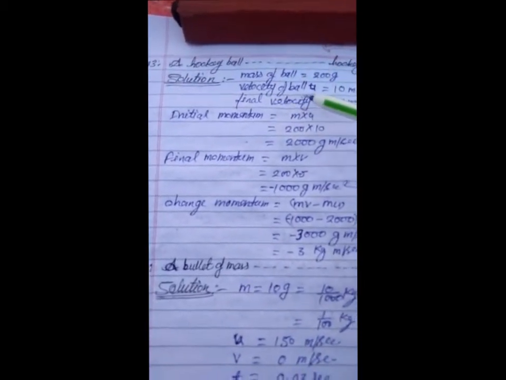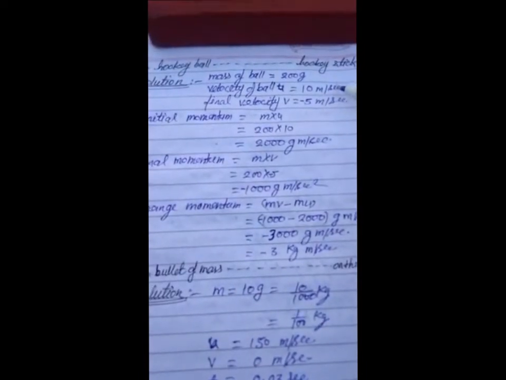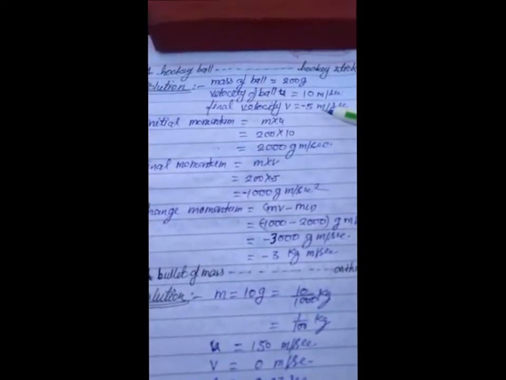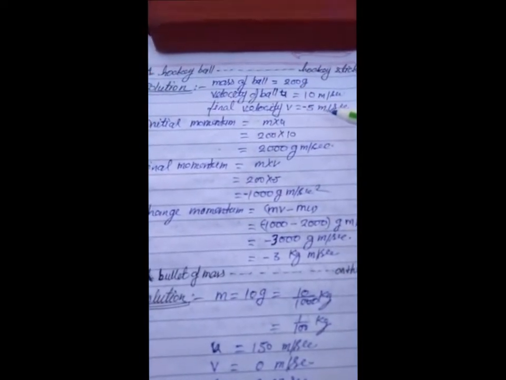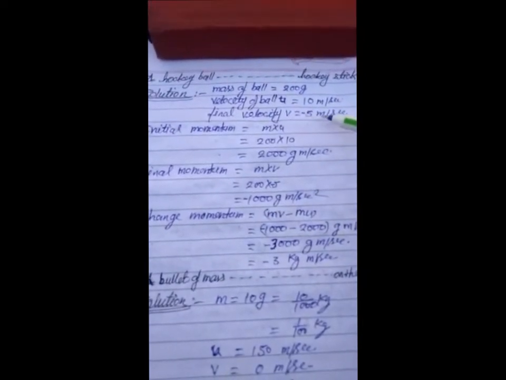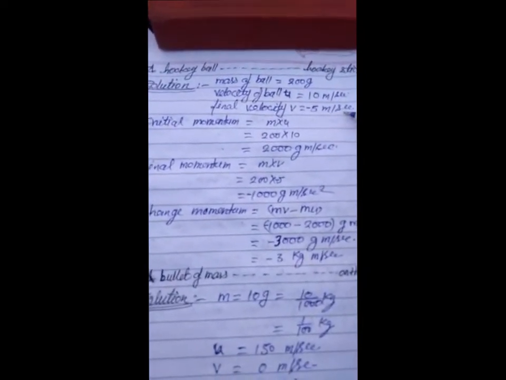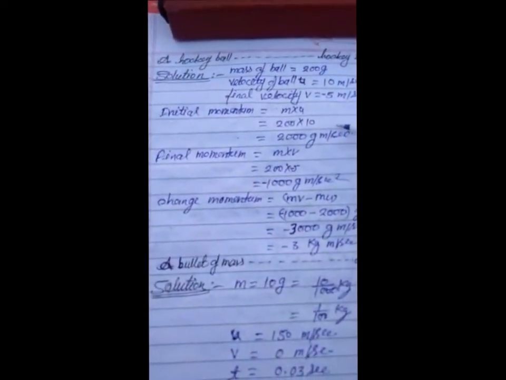Hello students, now question number 13: there is a hockey ball whose mass is 200 gram. Its initial velocity is 10 meter per second, and after striking the hockey stick its velocity becomes 5 meter per second in the same straight path, but the direction is opposite. Therefore, the final velocity will be minus 5 meter per second. So, in this question, find the change in momentum.